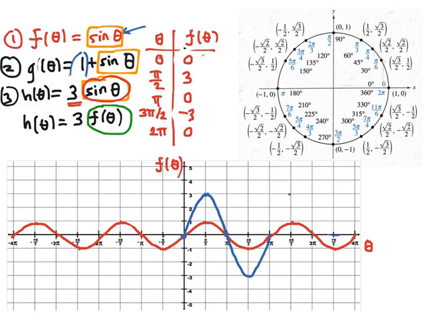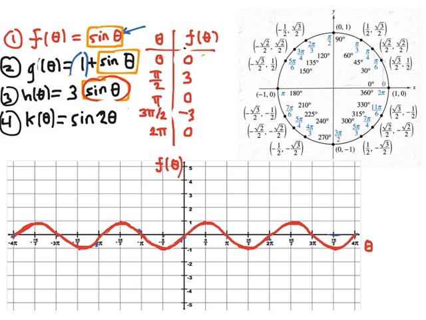And I can do additional cycles. And I can also do additional cycles to the left of the vertical axis. So this is the graph of h of theta is equal to 3 times f of theta. It gives you a vertical stretch by a factor of 3.